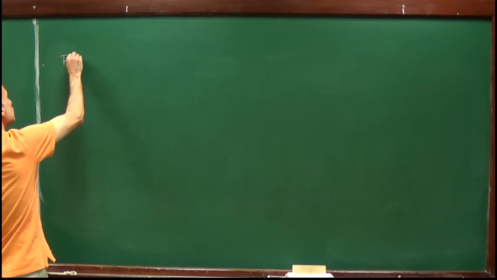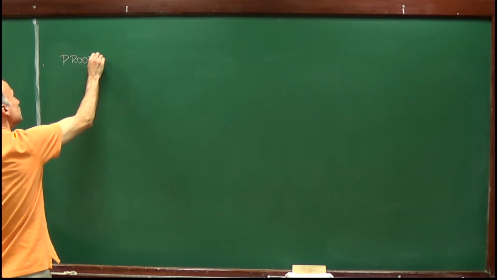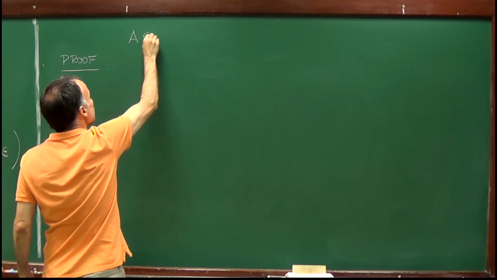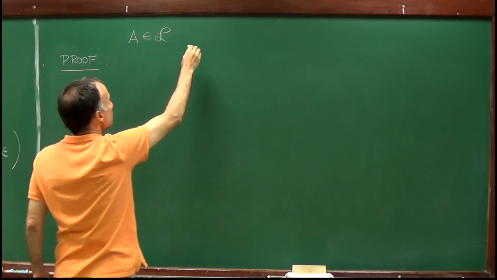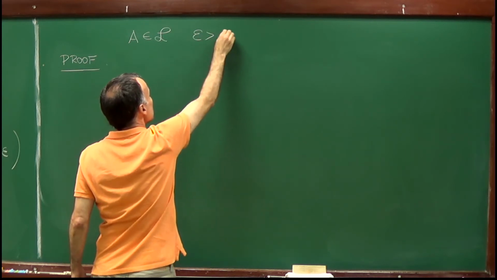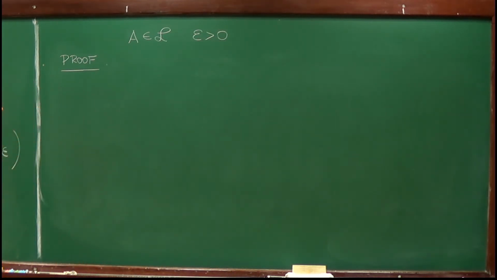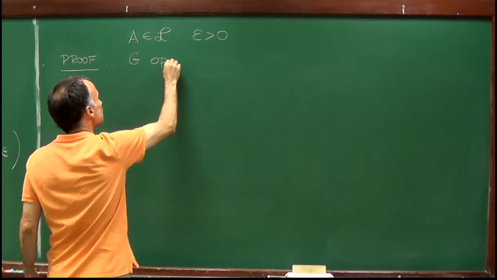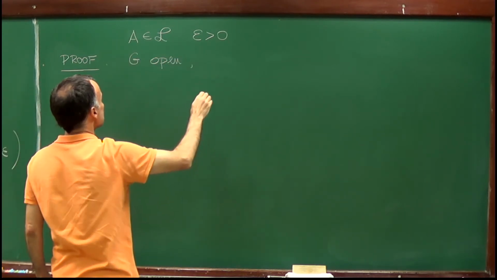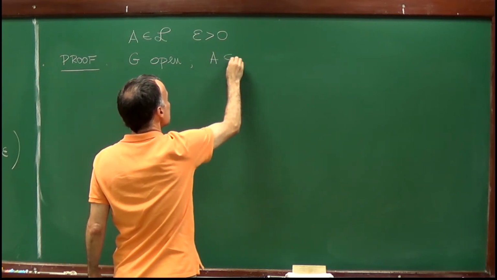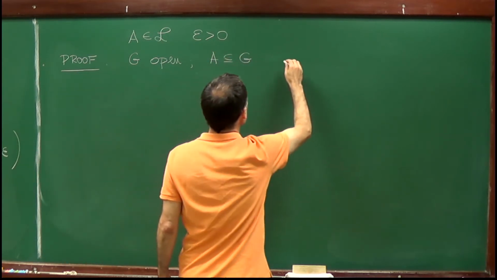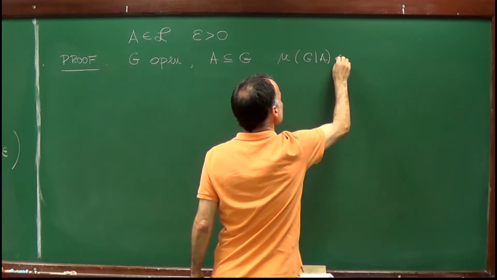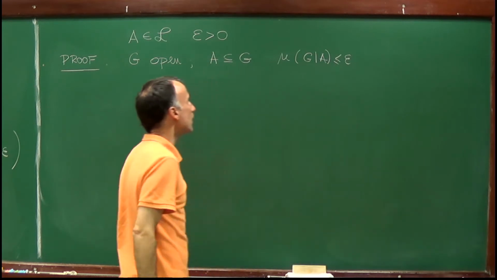So let's prove this theorem. Let's fix an element A of the Lebesgue sigma algebra. Let's fix epsilon positive, and my goal will be to find an open set G such that A is contained in G, and mu of G minus A is smaller than epsilon. So this is the goal.